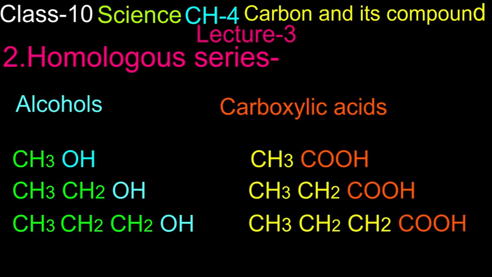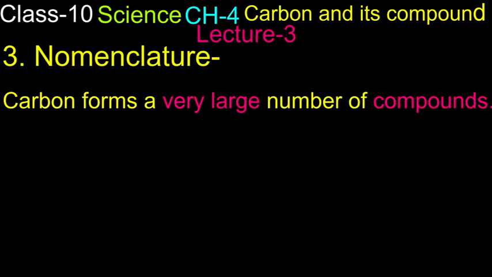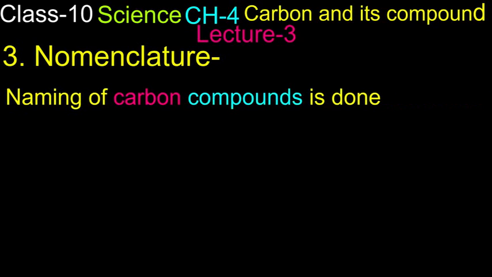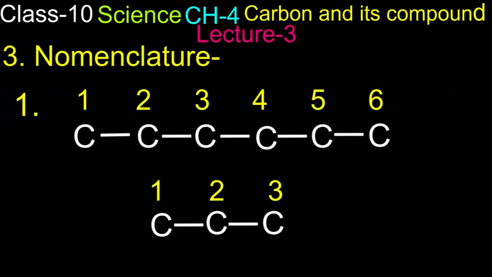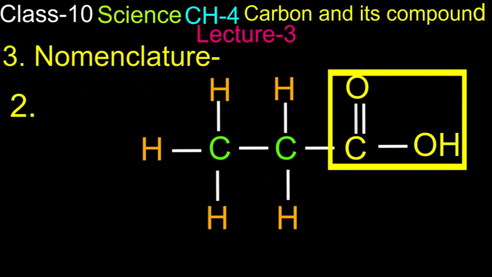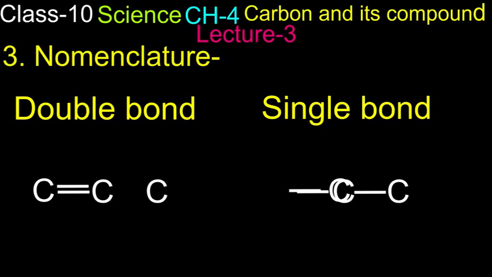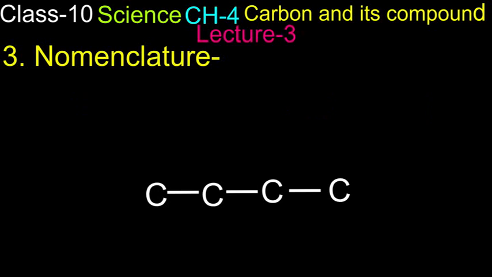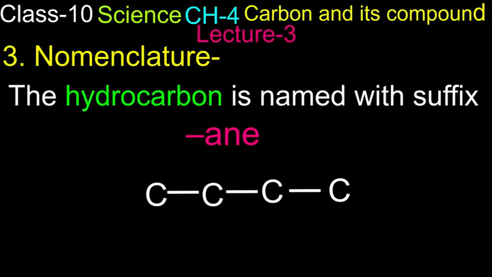Next subtopic is nomenclature. Carbon forms a very vast number of compounds. Naming of carbon compounds is done according to the following rules. Number 1, identify the number of carbon atoms in the carbon compound. Number 2, identify the functional group. Number 3, if no functional group, then look for the double or single bonds. If all bonds are single, the hydrocarbon is named with suffix ane.